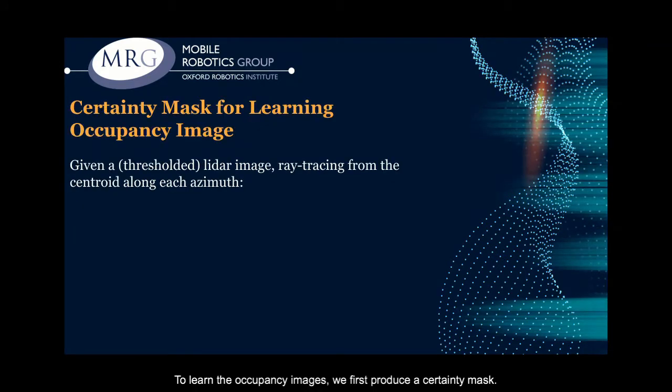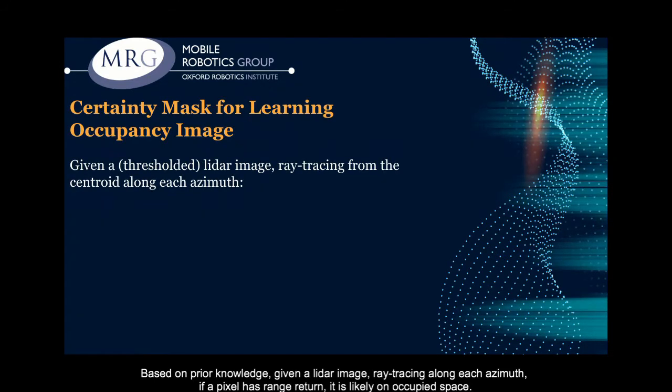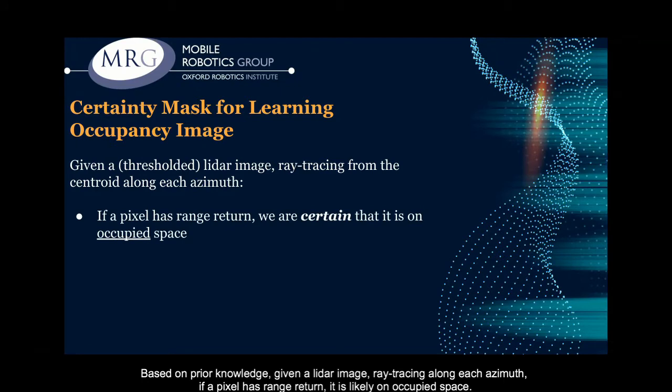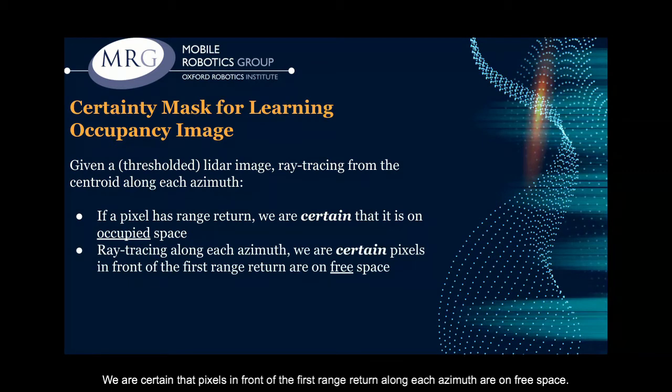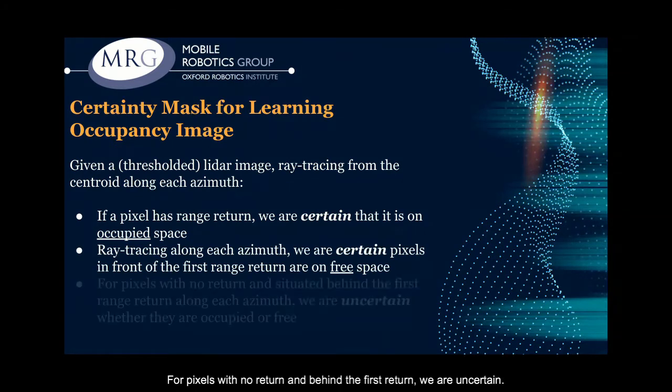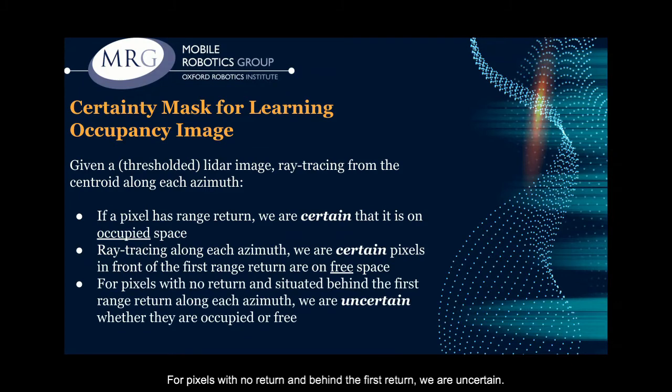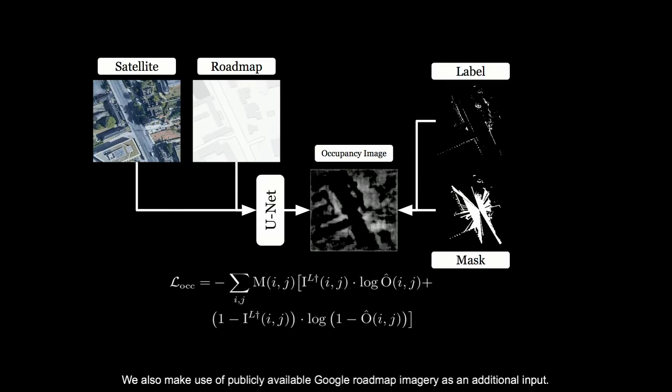To learn the occupancy images, we first produce a certainty mask. Based on prior knowledge, given a LiDAR image, ray tracing along each azimuth, if a pixel has range return, it is likely on occupied space. We are certain that pixels in front of the first range return along each azimuth are on free space. For pixels with no return and behind the first return, we are uncertain. We can produce a certainty mask where 1 indicates we are certain about the occupancy of the pixel and 0 indicates otherwise. We also make use of publicly available Google roadmap imagery as an additional input. We use a UNet to learn the occupancy images where the loss function is weighted binary cross-entropy loss, where the weight is the mask and the label is the binary LiDAR image.